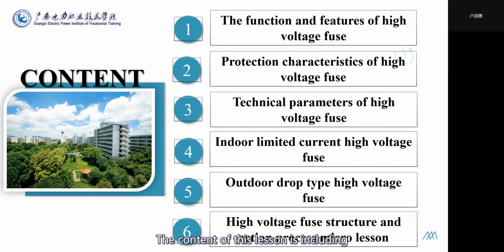The content of this lesson includes: 1. The function and features of high voltage fuses. 2. Protection characteristics of high voltage fuses. 3. Technical parameters of high voltage fuses. 4. Indoor current-limiting high voltage fuses. 5. Outdoor drop-type high voltage fuses. 6. High voltage fuse structure and action process micro lesson.